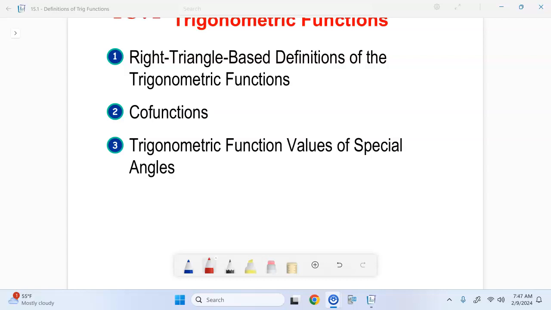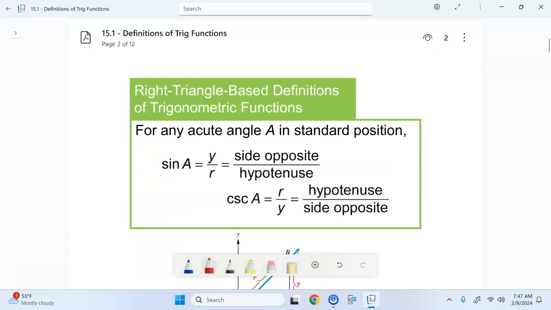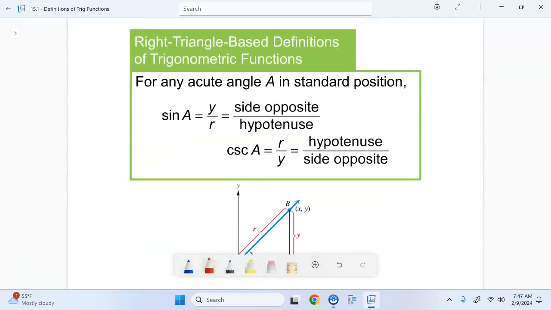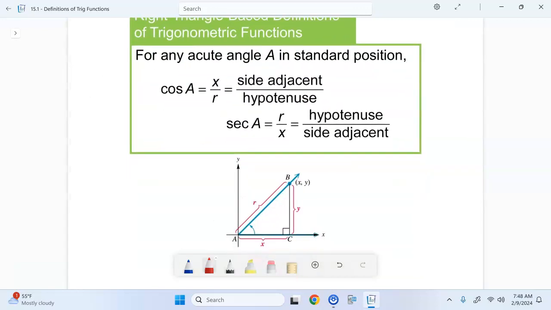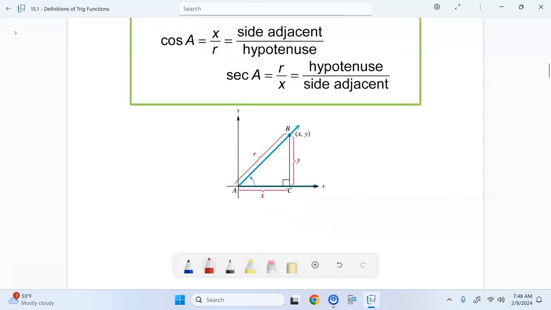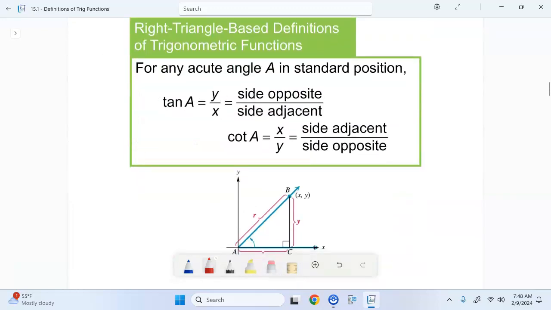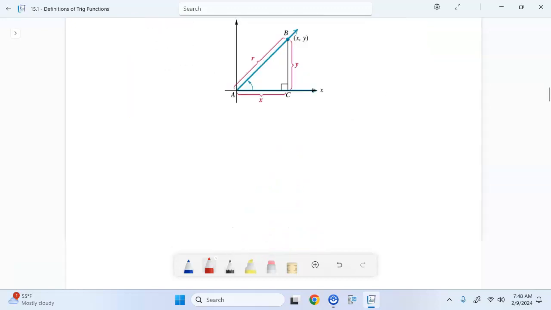Oh my gosh, but the first three are stuff you already know. So, easy peasy. We already know that the sine is y over r, opposite over hypotenuse. We already know that cosecant is the reciprocal of sine. Not new information, right? Same thing when we're looking at cosine, adjacent over hypotenuse, our x value over r, secant being the reciprocal of cosine. And tangent is the side opposite over the side adjacent, y over x. And cotangent is the reciprocal of tangent.